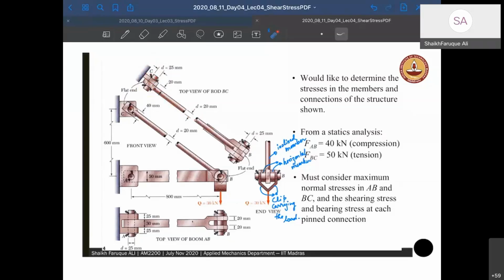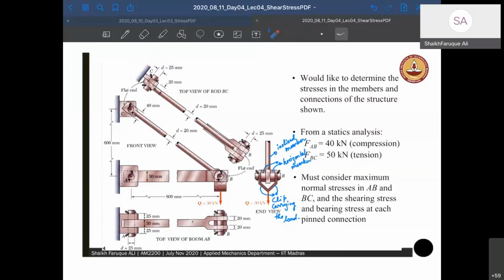What kind of connection is this? Single shear or double shear? Can anybody tell me? Single shear. Yes, single, very right. You can calculate stress for AB. Why not? If I give you the area, so let's say now this is 30, this is 50. You check it.